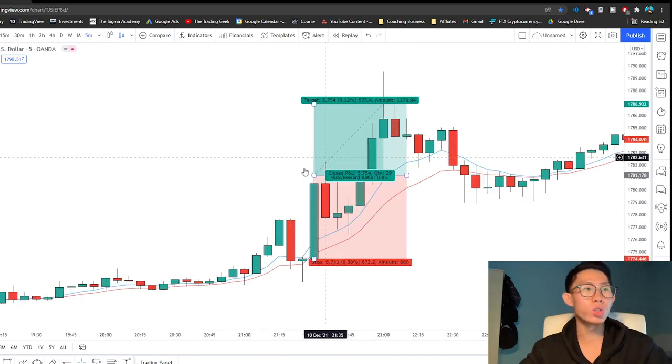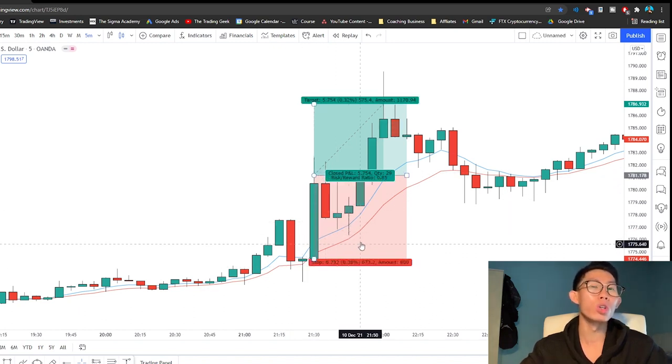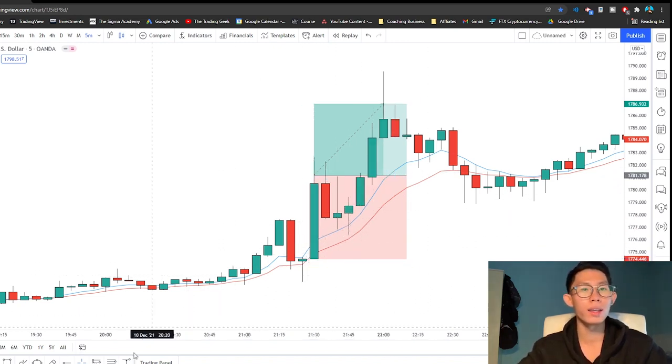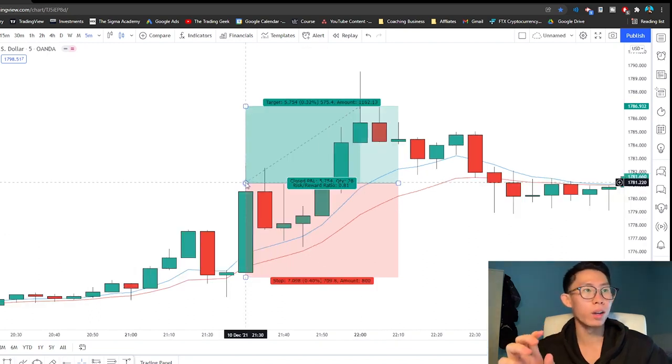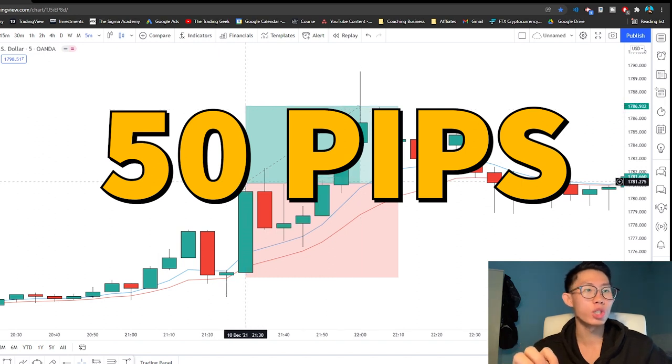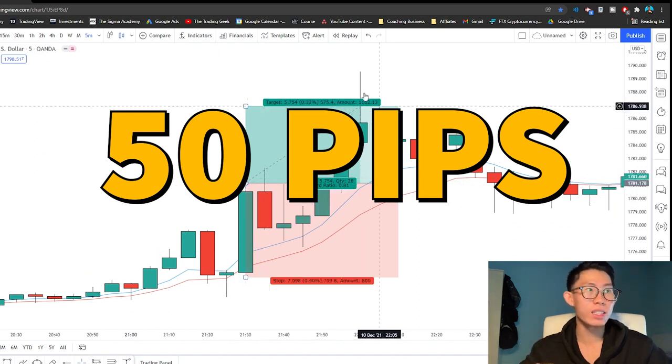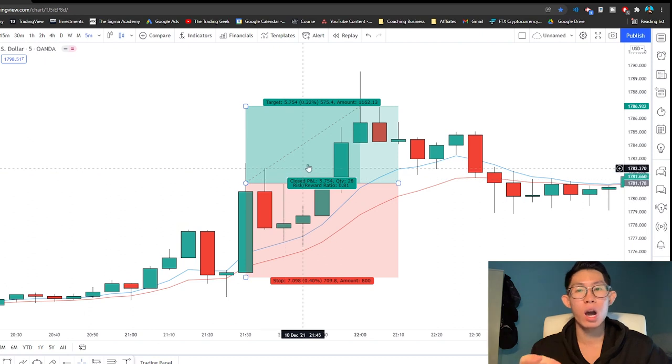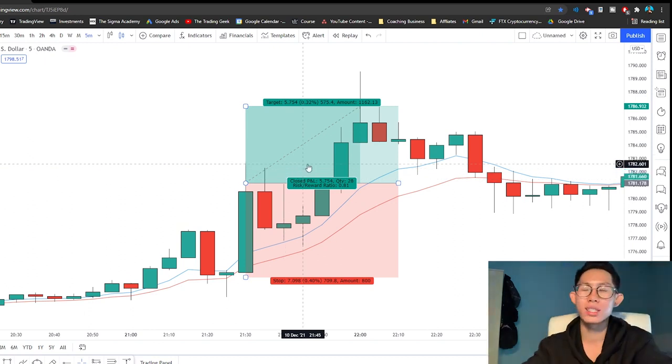So this is one entry, or you can be patient enough to wait for the price to retest the moving averages like right here. You retrace all the way down to create your new higher low, and you could also get in then. That will give you a better entry. So if you had entered right here, you could have caught over 50 pips on this one short trade. This is in less than an hour, dude. Less than an hour, 50 pips caught just like that.